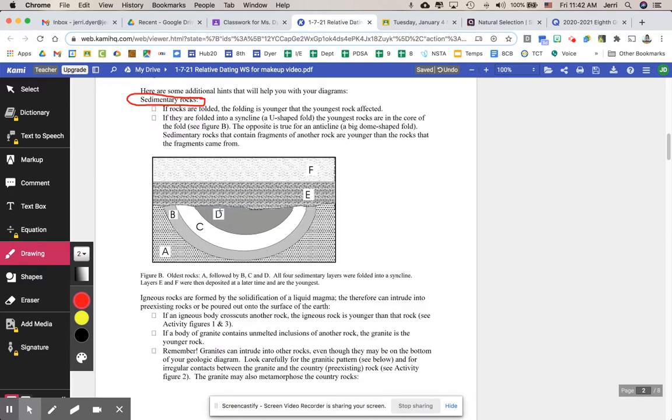All right, so when you're looking at this one, this is probably not the best thing for me to do, to actually try to write with the draw tool, but we're going to give it a try here. If we go through here, then we're going to say that A is the oldest, B is next, C is after that, then we've got D, followed by E and F.